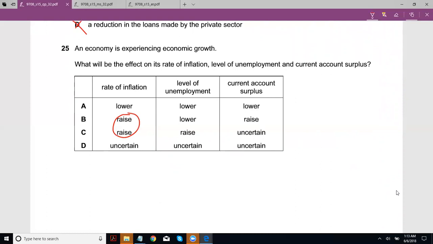So maybe, in some cases, you could also entertain the possibility that your rate of inflation is uncertain. I guess it would be, because let's say if your aggregate supply increases, that's also growth. That would just have a downward effect on your price level. Level of unemployment. So if you look at actual growth, like AD increases, the level of unemployment should just lower. But again, if you're looking at something like the PPC shift, like aggregate supply increases, even then the level of unemployment should be lower, because more people are employed, more output.